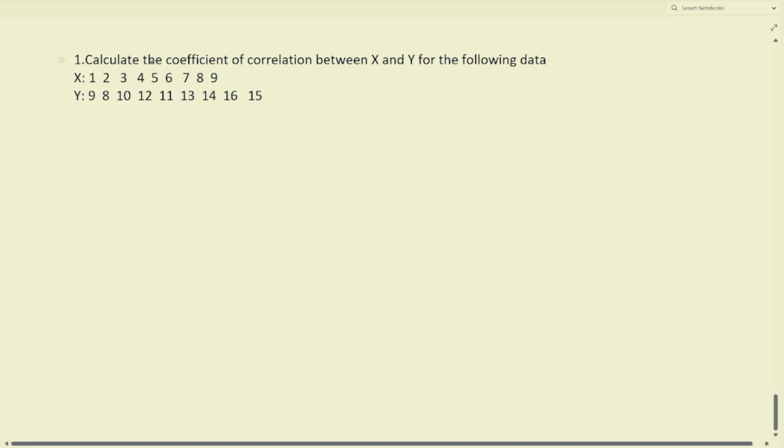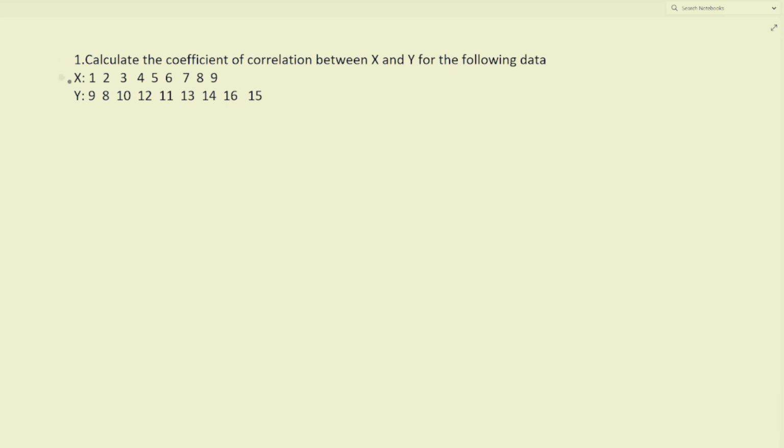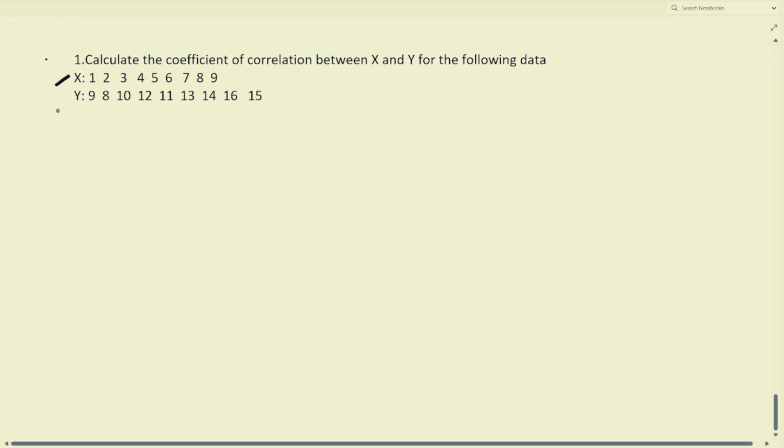So the question is: calculate the coefficient of correlation between x and y for the following data. We have been given the values of x and y.